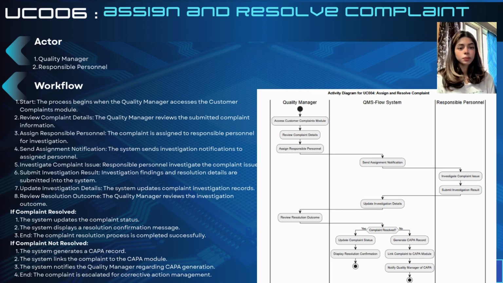After that, the responsible person investigates the complaint issue and submits the investigation result into the system. The system updates the investigation details, and the quality manager reviews the resolution outcome. If the complaint is resolved successfully, the system updates the complaint status and displays a resolution confirmation message.